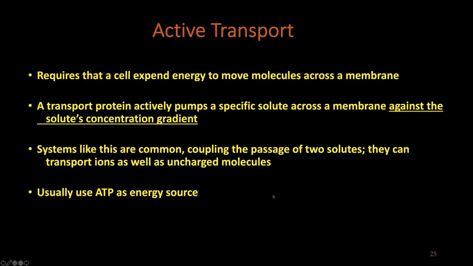Active transport is entirely different. It requires that a cell expend energy in order to move molecules across a membrane. And the movement is always, I've underlined here, the movement is always against the solute's concentration gradient. Much of the transport in biological systems is active. They always require energy, and that energy usually comes from ATP.